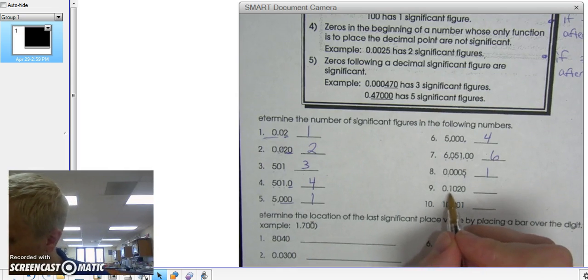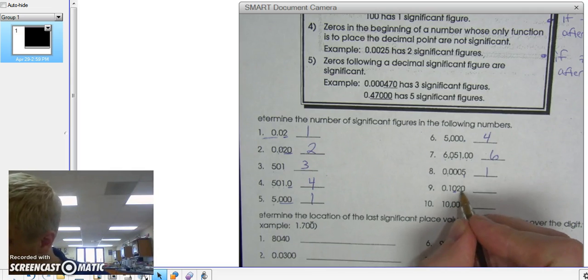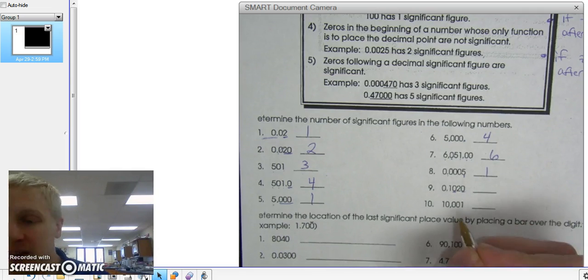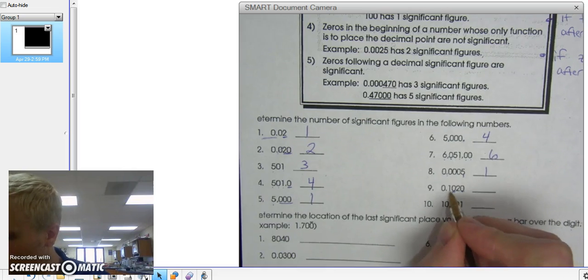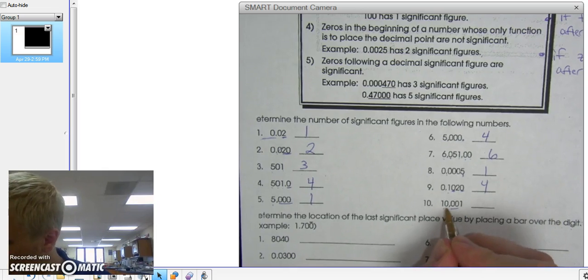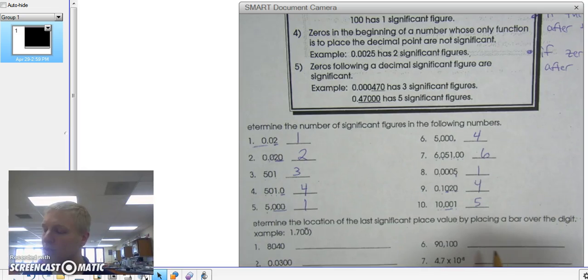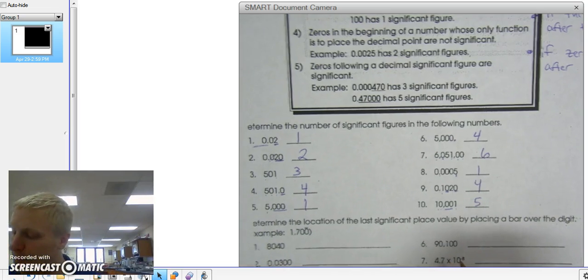Next, we've got 0.1020. That 0 is between two sig figs, so it is significant. This 0 is after a sig fig and after a decimal, so that's also significant. 1, 2, 3, 4, 4 sig figs. 10,001. These two zeros are between two sig figs, so the sandwich rule says they're both significant. 1, 2, 3, 4, 5. There happen to be 3 zeros between those two sig figs, so all 5 numbers are significant.